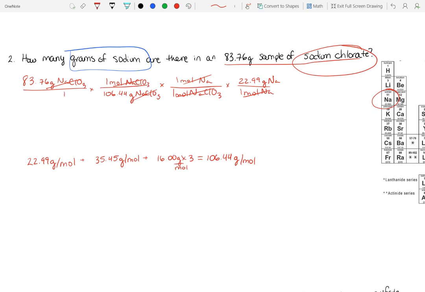So 83.76 divided by 106.44 times 22.99 gives us 18.09 grams of sodium in sodium chlorate. And our significant figures are correct because the question gave us 4 and we're providing 4 in our answer, so we're good there.